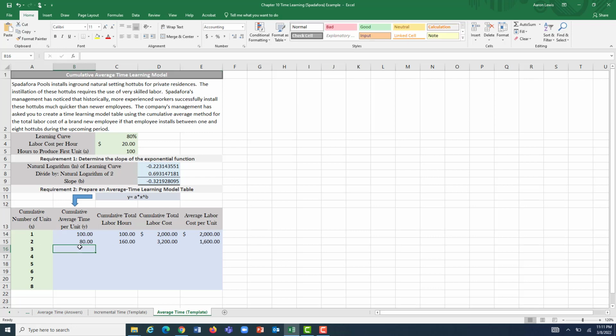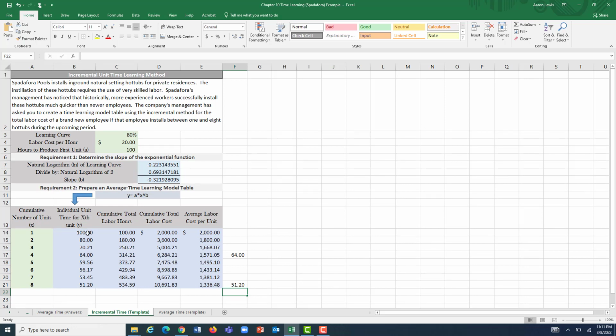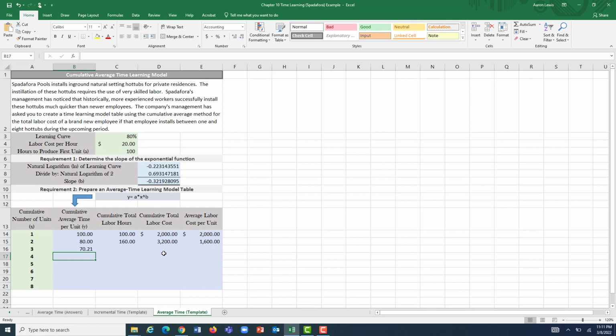For the third unit, A times X to the B power. A is still 100 times our X of 3 to the power of B, which we have right here. Our average time is 70.21, and as you'll see, these are the same numbers that we had before. It's still the same formula that we're coming in with, but now we're not having it be the individual time, we're having it be the average time.